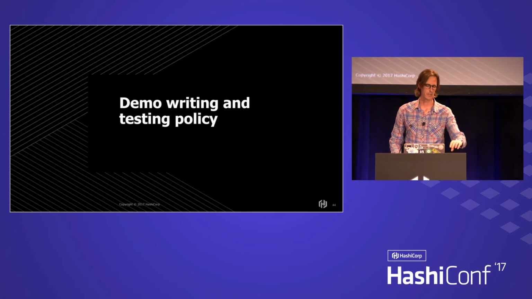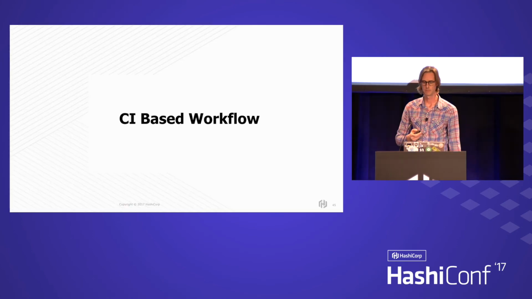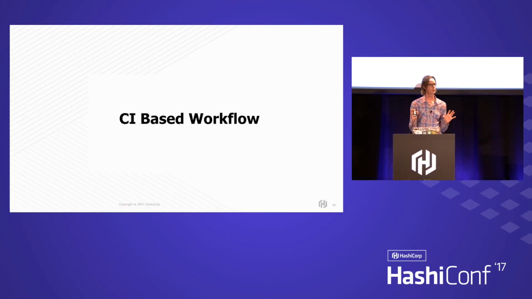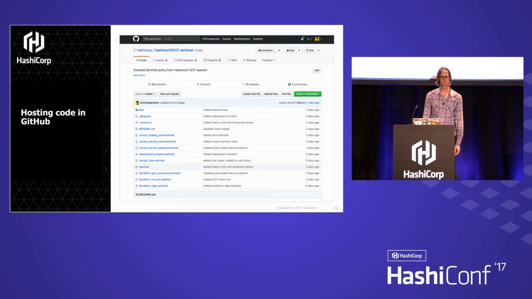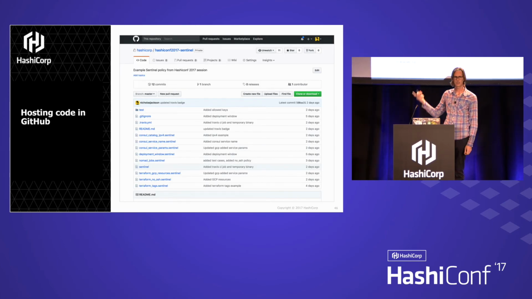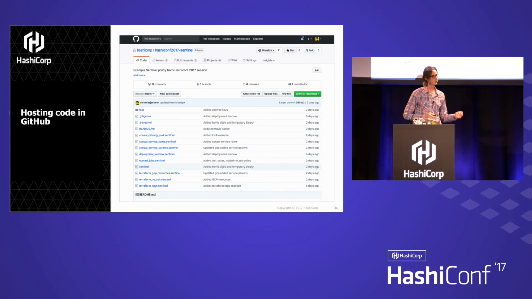Now, why that's really important is it gives you the capability of doing a CI-based workflow. So what I've done is I've added a whole bunch of policy to GitHub. And because it's stored in GitHub, I've got versioning, I've got pull requests, and I've got continuous deployment.